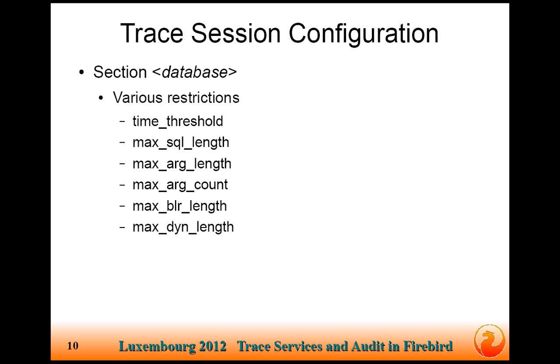Max arg length is about how many characters from the statement or procedure arguments will be printed in the event log. Max arg count also limits how many arguments will be printed. For example, if you have a procedure with a few thousand parameters, crazy but possible, you are not obliged to trace all these parameters if you don't need it. You can print only the first 10, for example, as you need it. Max DLR length and max DIN length limit the DLR and DIN representation text in the corresponding events.